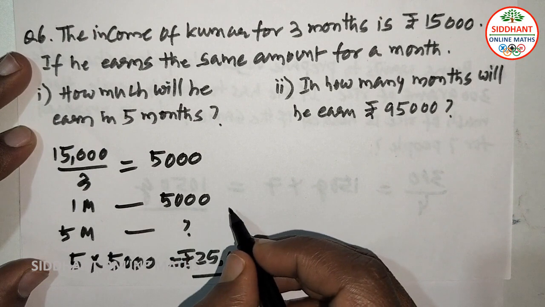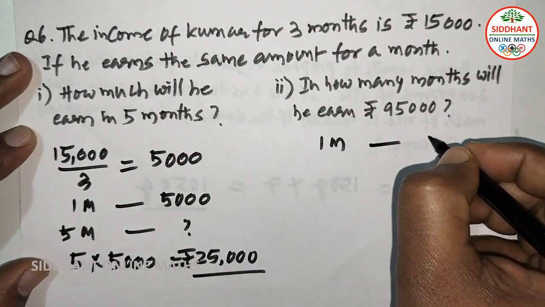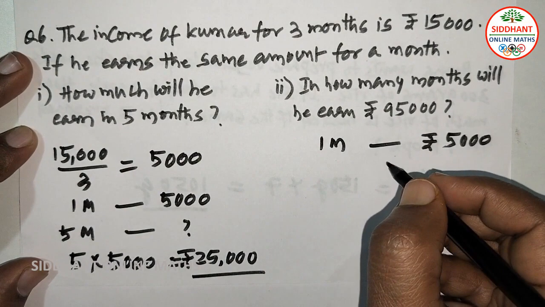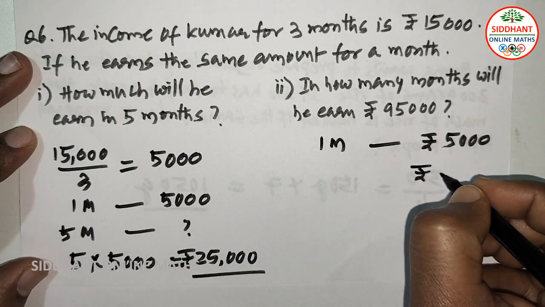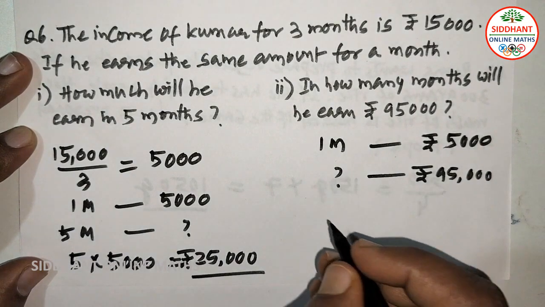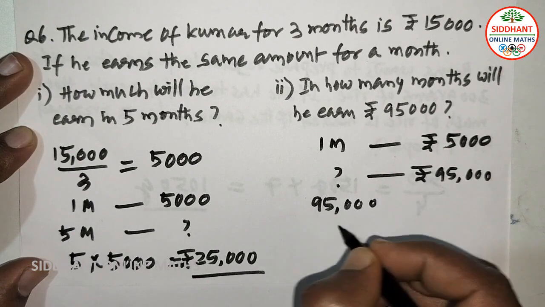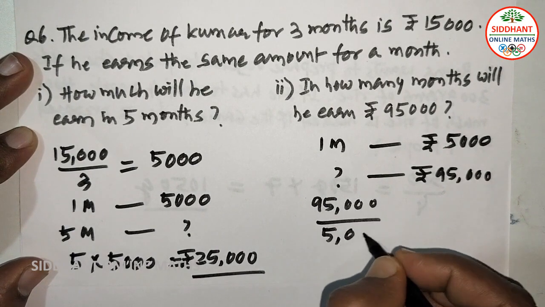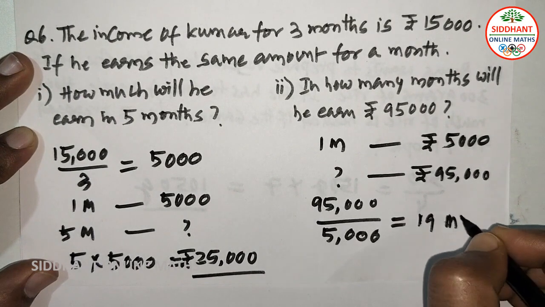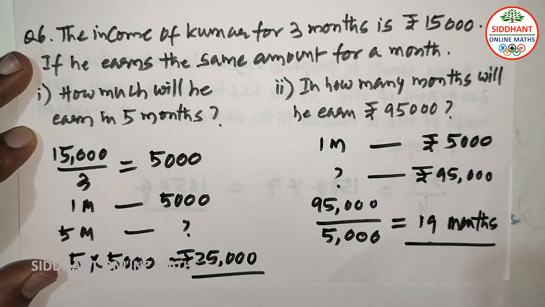So for 1 month 5,000 rupees he earns. So in 1 month he earns rupees 5,000. Then for rupees 95,000, how many months will it take? That means 95,000 by 5,000. So that will be 19 months.